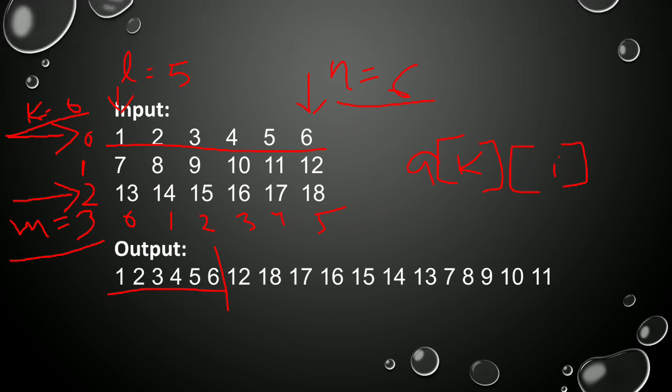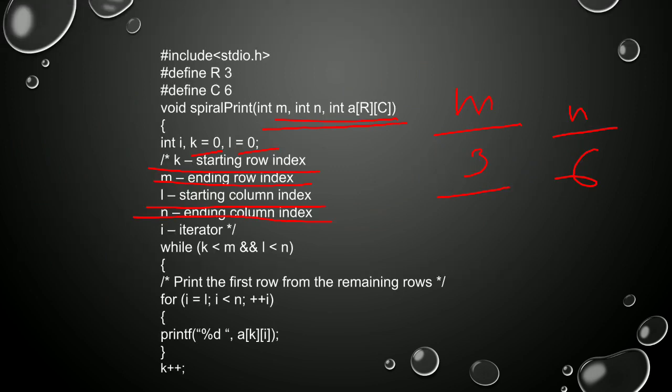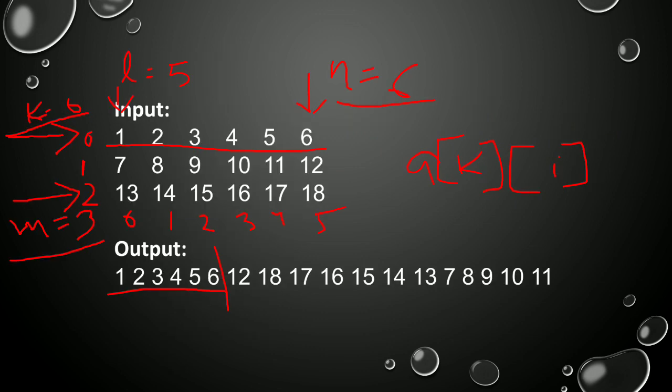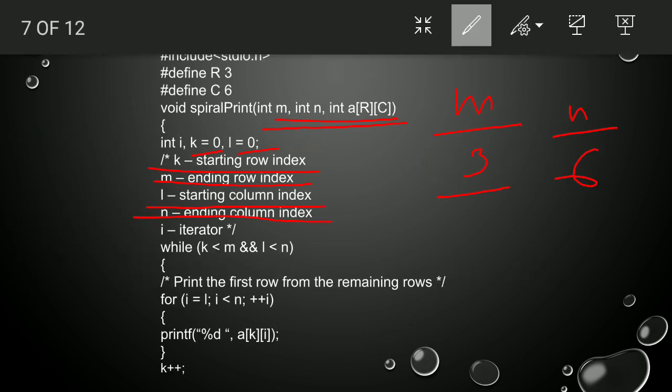Okay, see here the condition: while k is less than m. We have not taken any extra variable. The first row index is less than the last row index, that is m, and L is less than n. So we will print, and after this we have taken the for loop index. So this is for the whole printing.